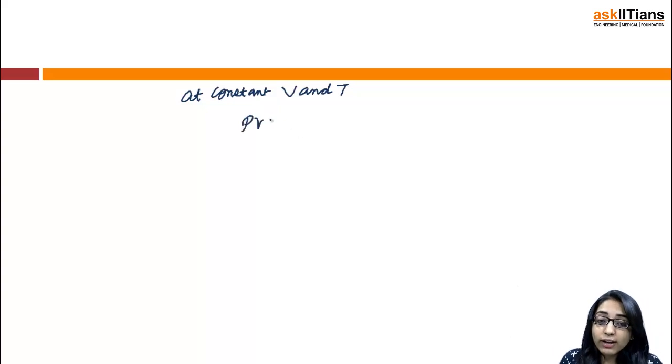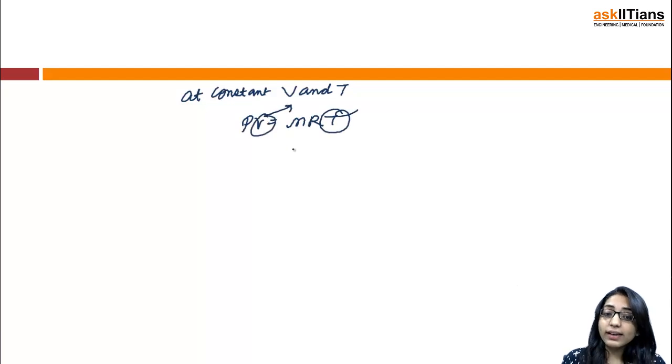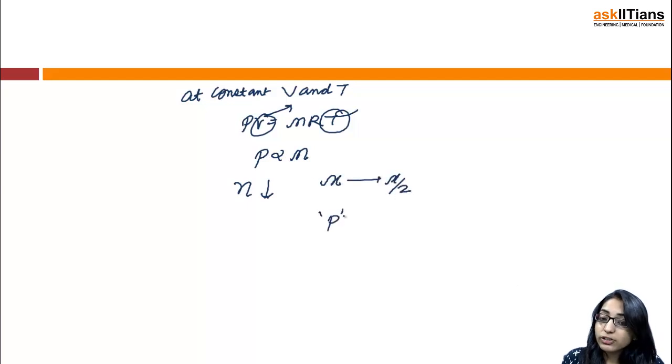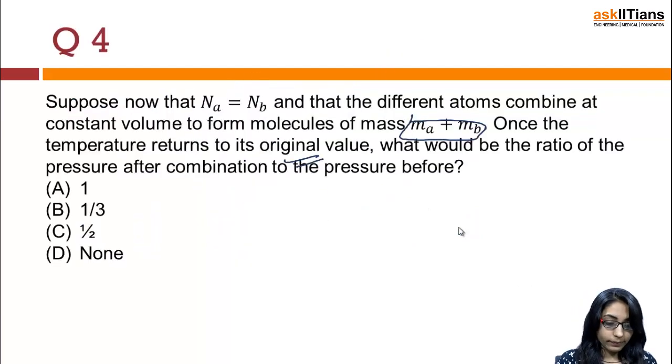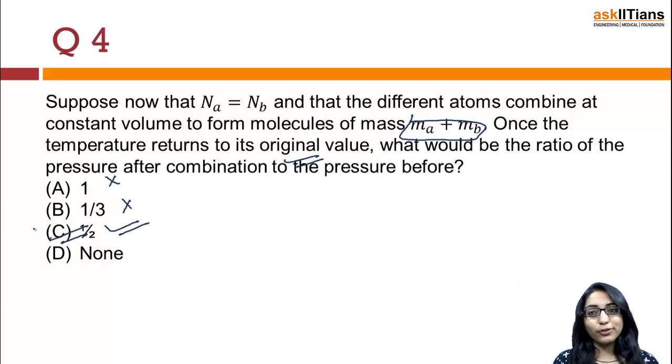Since we know that PV is equal to nRT, when V is constant, pressure is directly proportional to n. Since n becomes half, earlier it was x, now it is x by 2. So if earlier the pressure was P, now the pressure will become P by 2. The pressure will also become half. Let's see if any such option is given. So it's 1, 1 by 3, 1 by 2. Yes, so option C is the correct option for question number 4.